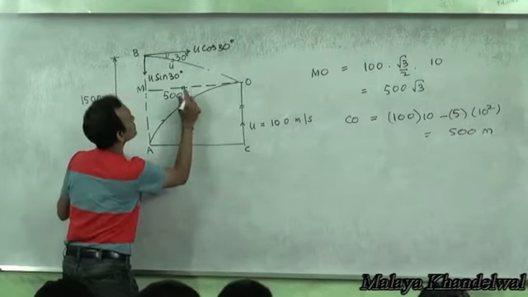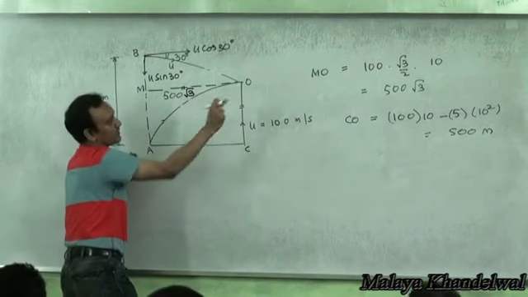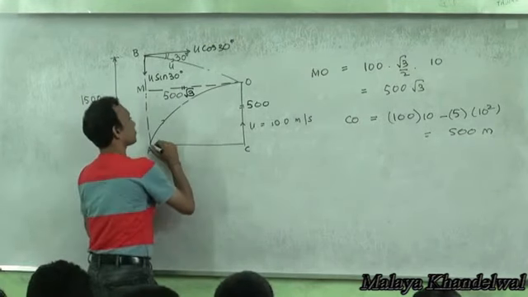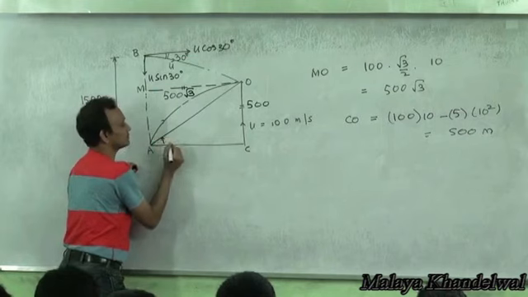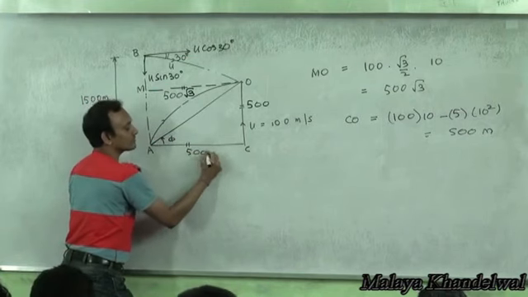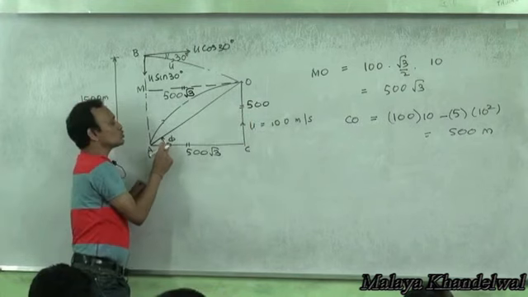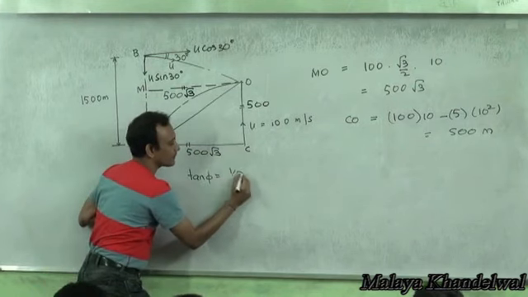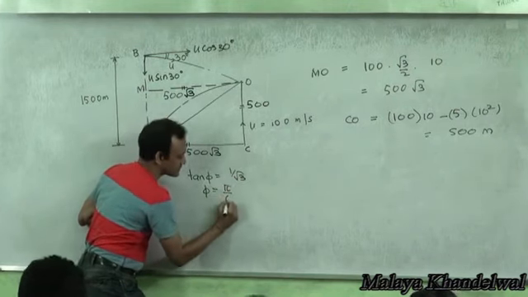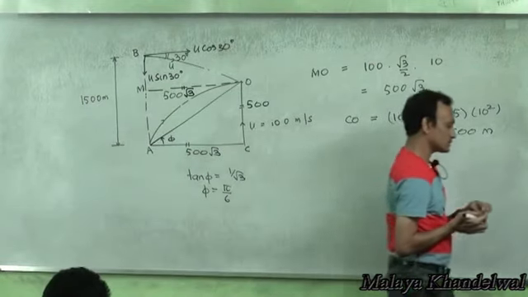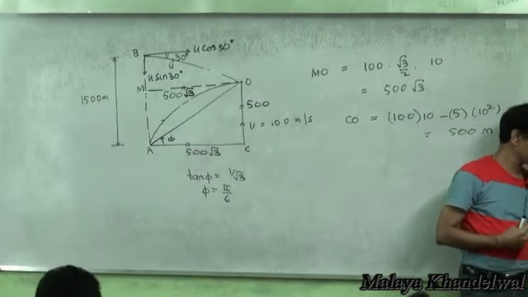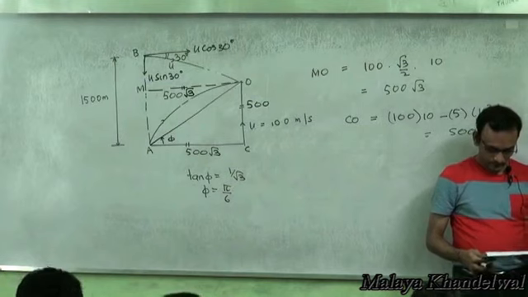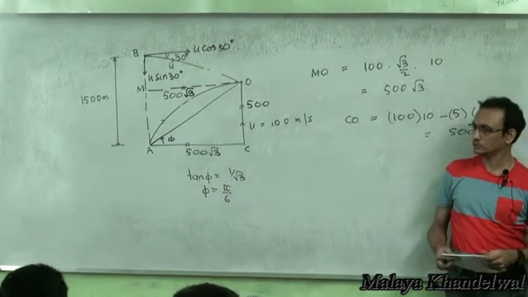This is 500 root 3, sorry, I wrote 500 root 3 there, and this is 500. Right, this is 500 meters, right? And this angle, phi. This is 500 root 3, and that's 500. So what's tan phi? Tan phi is 1 by root 3. Phi therefore must be 30 degrees. Does it make sense to all of you? Clear now?